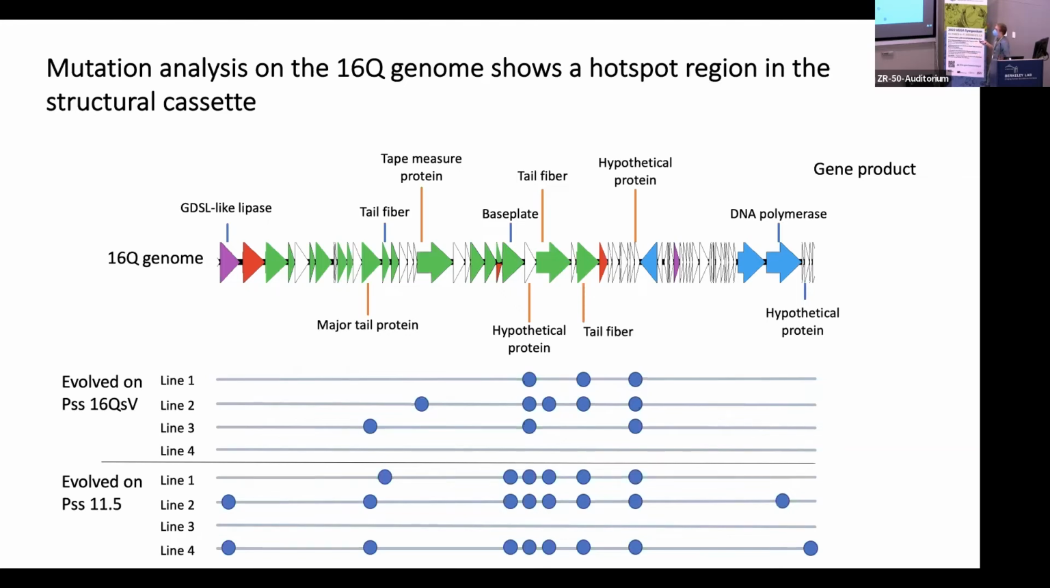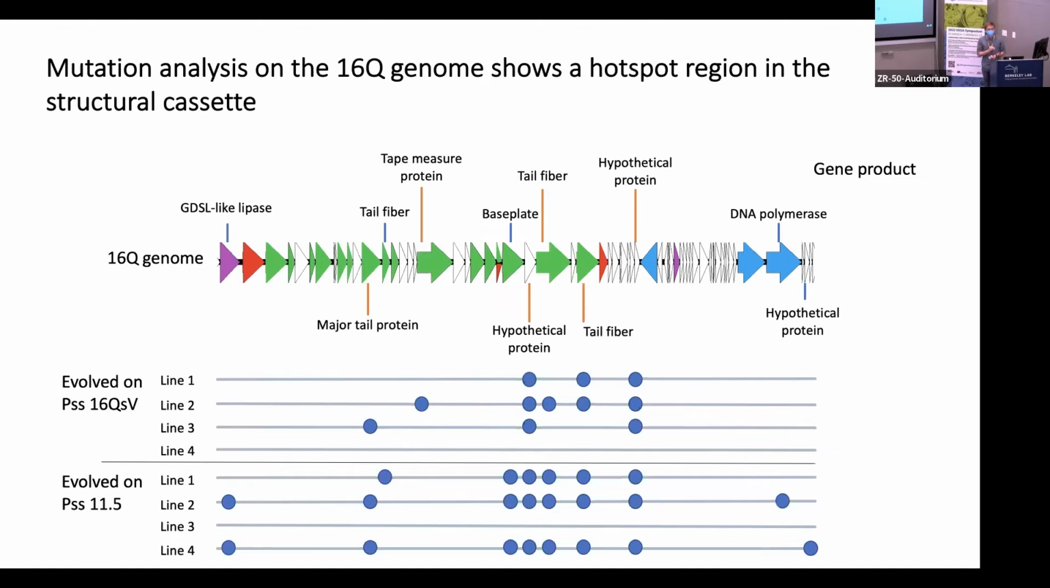Now, what was interesting is that we saw a difference in the SNP analysis between our sympatric combination 16Q5 and our allopatric combination 11.5. We saw that again, the mutations in this tail fiber region happen, but for 11.5, we see that there are additional mutations in the base plate, and also in the GDSL-like lipase. Here also in DNA polymerase and so on. So there are differences in how our phages adapt to the different strains that we have.